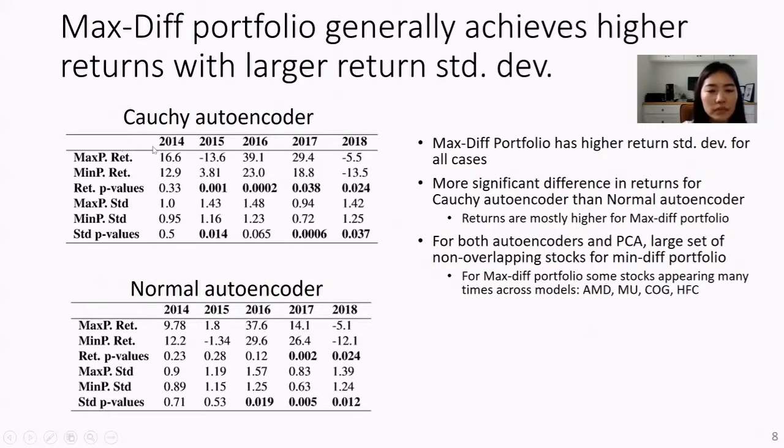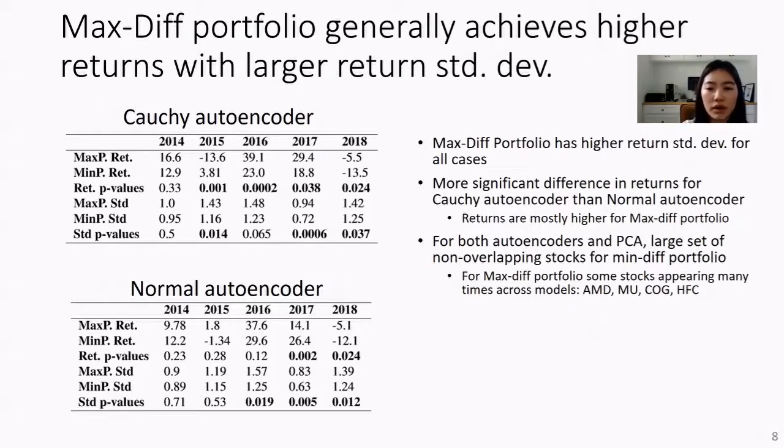In general, we see the max difference portfolio having higher returns than the min difference portfolio for most of the cases. And it is also easier to see that for the Cauchy autoencoder compared to the normal autoencoder. So it shows that the Cauchy distribution did make a difference, and it has a more realistic representation of the finance data. We also see there are some cases where the max portfolio did not perform as well as the min difference portfolio, and this is not as consistent as PCA. So we think that it could be because the autoencoder is a more complex nonlinear representation.